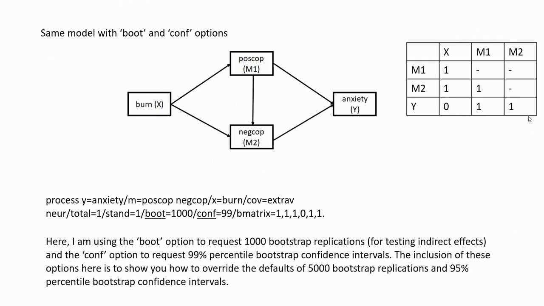Now I did want to show you another couple of options that you might choose. You'll see right here I've got the boot option, as well as this right here, the CONF. This is for confidence intervals. The default in PROCESS is 5,000 bootstrap resamples and 95% confidence intervals, but I wanted to show you that it is possible to change those defaults to, like in this case where I'm setting it to 1,000 for bootstrap replications and then 99% confidence intervals right there. So we're going to run the same model as before, but in this case we can add in those options.